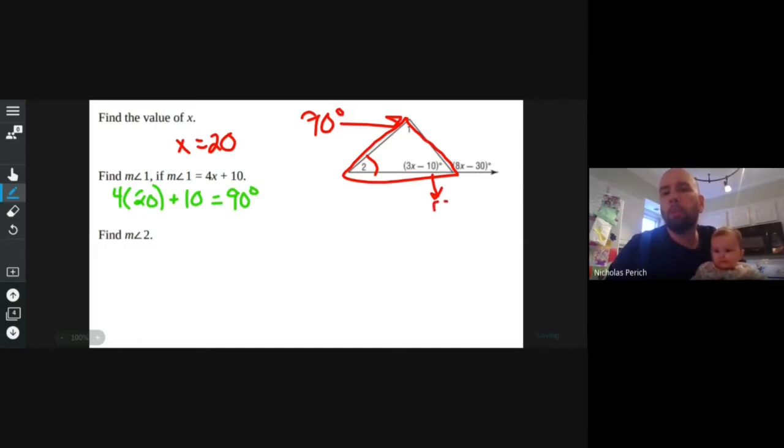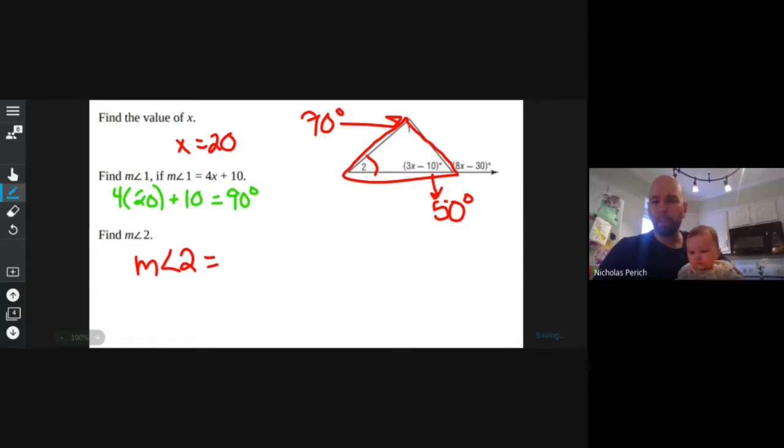60 minus 10, which is 50. The angles in a triangle add up to 180 degrees, which means the measure of angle 2 is going to be, and I'll give you 10 seconds to put it in the chat. You could do mental math on this one. Don't go crazy. 40. So the measure of angle 2 is, well, the whole triangle is 180. I already know that top one is 90, and that right one is 50. And so 180 minus 90 is 90, minus 50 is 40 degrees.